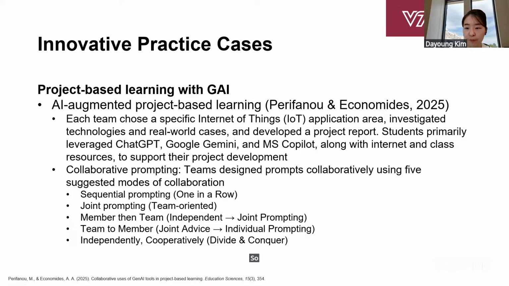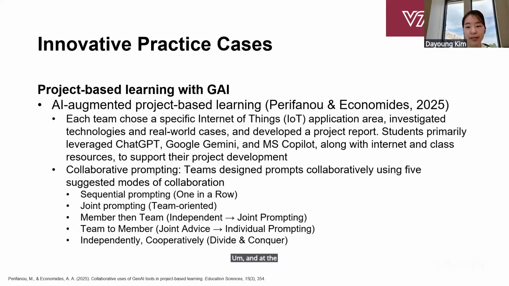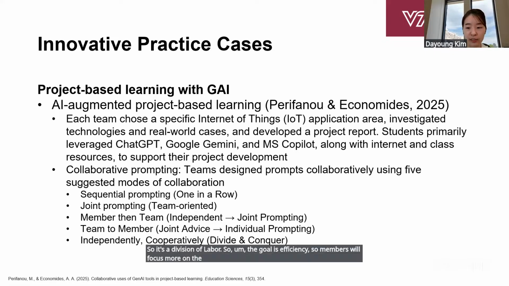So the project is divided into parts, and each member works independently with the AI on their section. At the end, the team combines everyone's parts into a final product. So it's a division of labor, and the goal is efficiency. Members focus on different aspects and later merge the results.